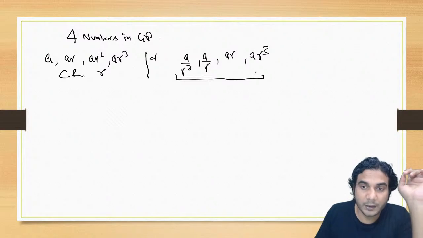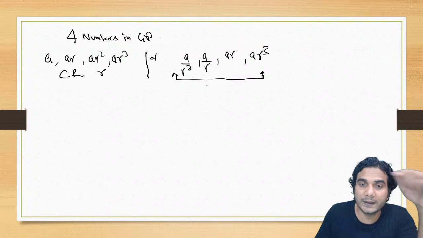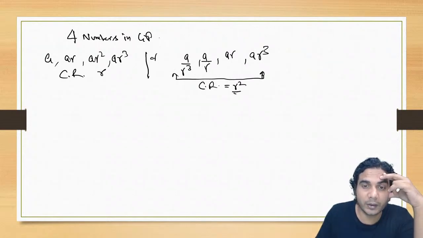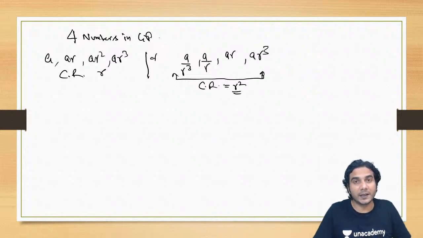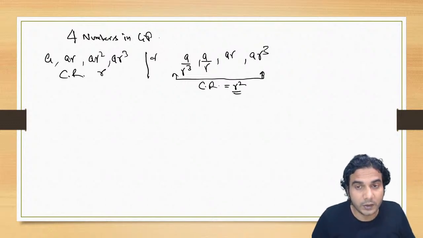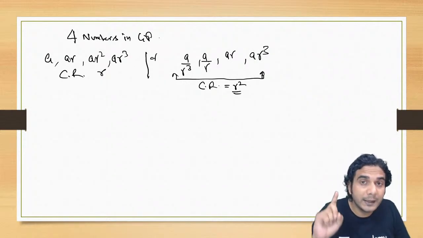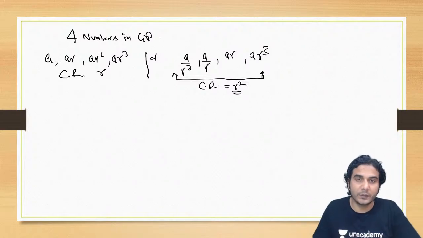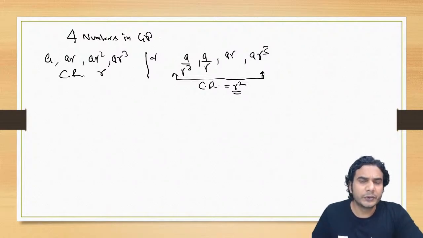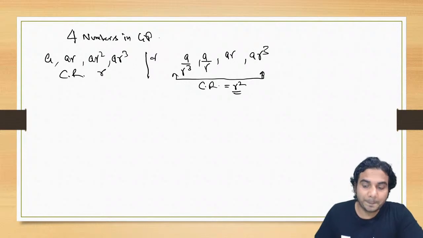So just focus on my point: if the product is given, then you need to take these numbers, and remember, don't make this mistake, the common ratio is R square. The common ratio of these numbers is R square, not R. So if you need to find the common ratio in the end, then don't just write R. If you're getting R is equal to 3, then the common ratio will be 9. I hope these points are clear.